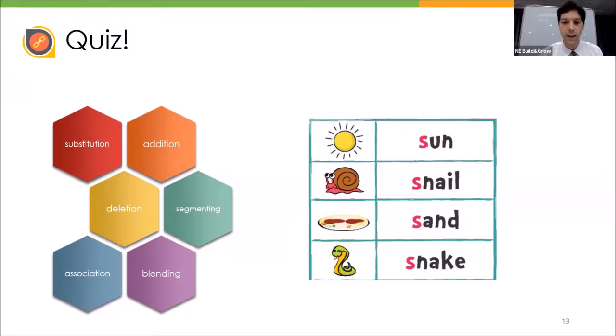So we've got 4 words here: sun, snail, sand, snake. What do we call that? So someone here says initial sound. Someone said association. Aha. So that is actually correct. Yes, the answer is association. What we're doing is we are training students to hear the sound of the letter S in many different words so that they recognize that whenever they see the letter S, that is going to make the sound S. Okay, sun, snail, sand. All right, very good.